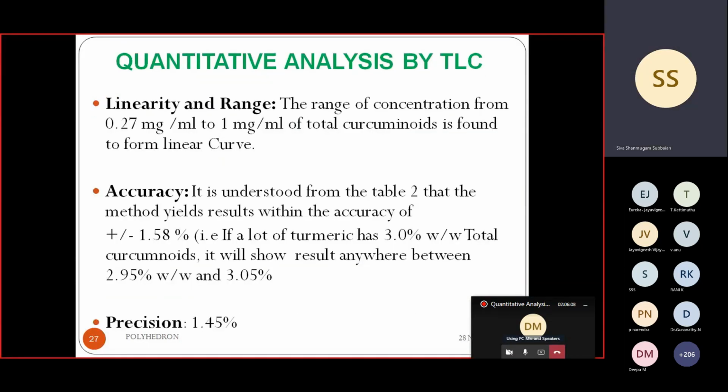So with these things, I'm trying to consolidate what we have seen in the quantitative analysis. Number one is the linearity and range. We understood that the method is very linear from 0 to 1.37 mg per ml concentration, and it is accurate enough between 98.4 to 101.6, and it is precise to the level of 1.45%. That is, it is reproducible to the level of 1.45%.